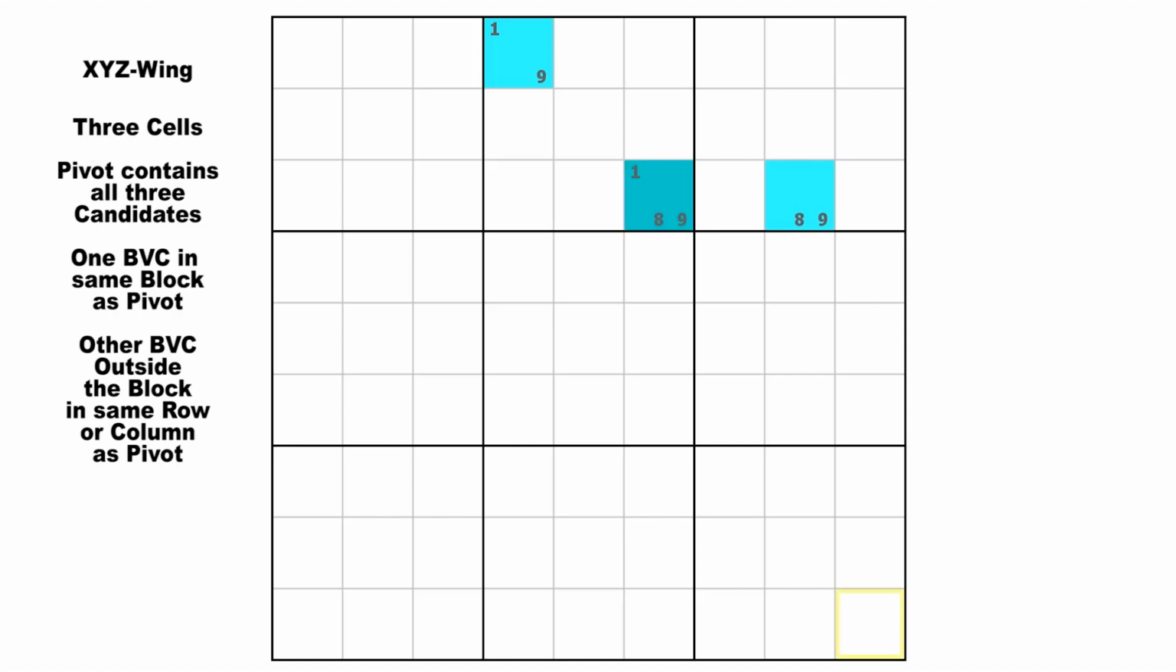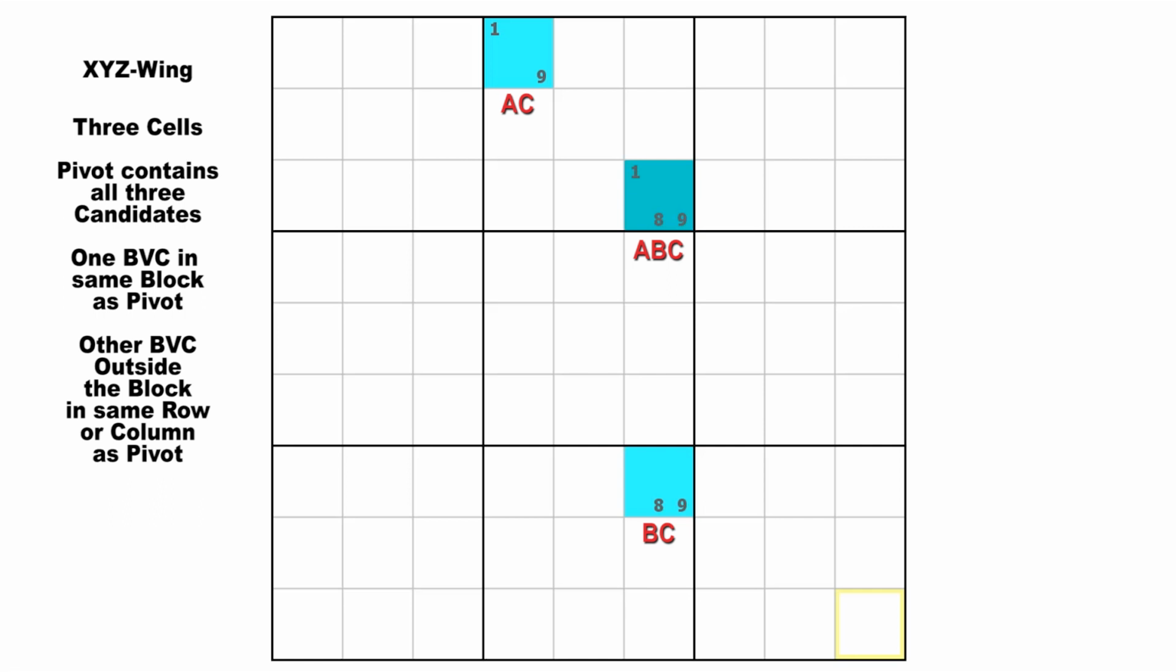Now, since we used A, B, and C to denote the 3 candidates in an XY wing, let's stick with that. So instead of X, Y, and Z, let's call the 3 candidates A, B, and C. An XYZ wing will always have a configuration that looks like this or like this. With an XYZ wing, one of the pincers will always be in the same block as the pivot cell, and the other pincer will be outside the block in either the same row as the pivot, like you see here, or in the same column as the pivot, like you see here.